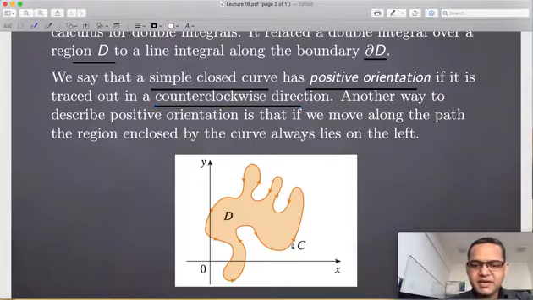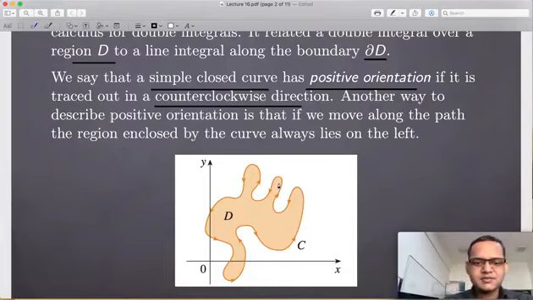Another way, sometimes this definition is also given: when you are moving along the curve, there is a region which the curve encloses, the interior part bounded by the curve. If you are moving in such a way that no matter at which point you are, the region always falls on the left hand side, that is precisely the positive orientation.